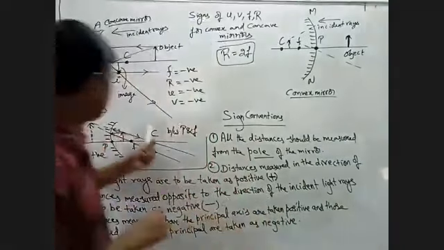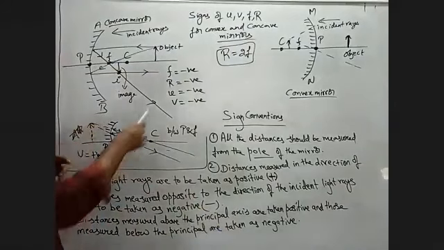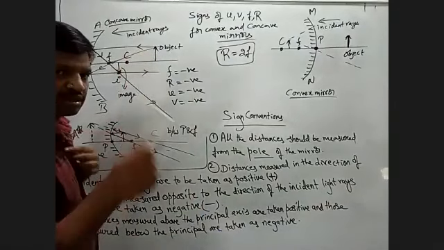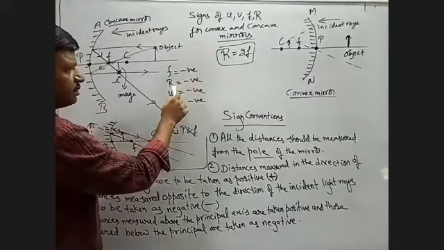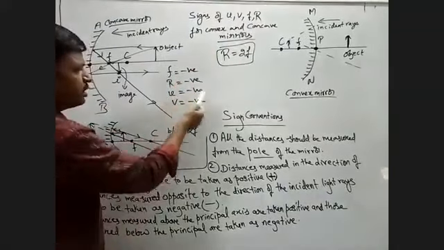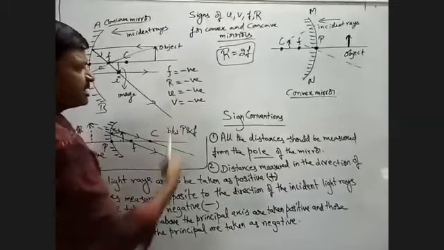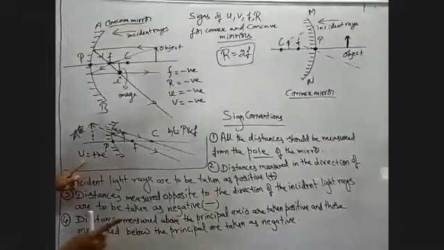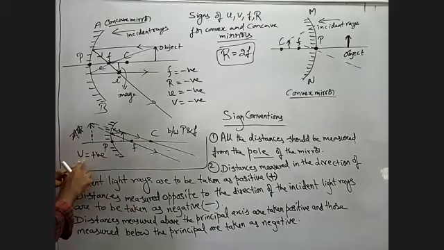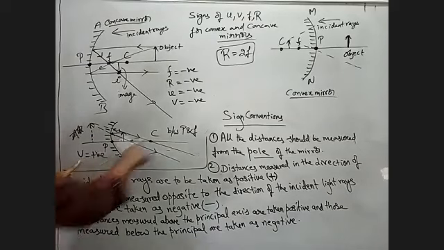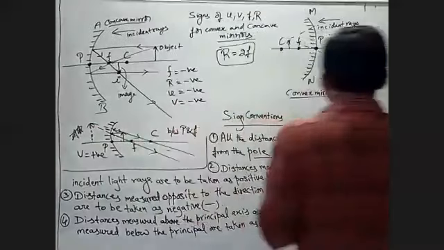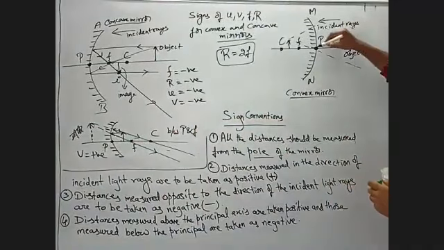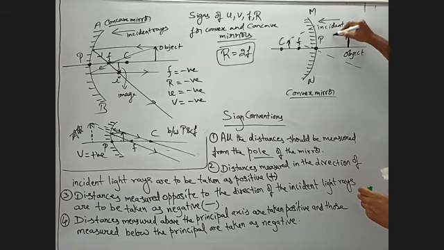Right. So coming to the convention. For the concave mirror, focal length is negative, radius of curvature is negative, object distance is negative, image distance is negative, except this case. Only in this case you get the image distance positive. So come to this one now. Here we measure all the distances from the pole only.